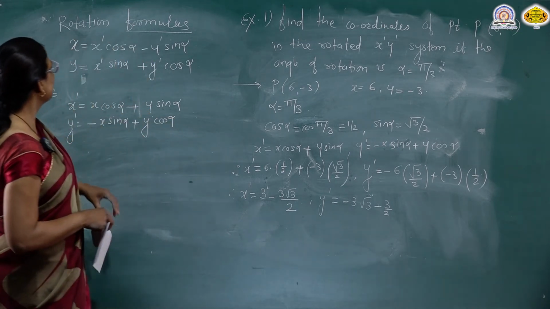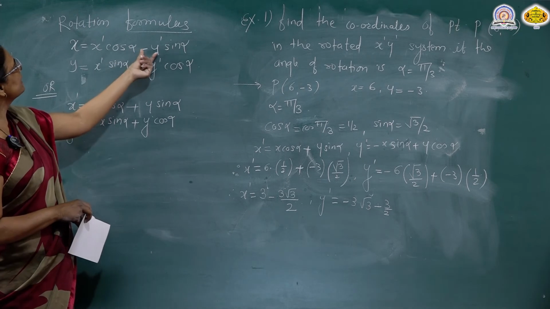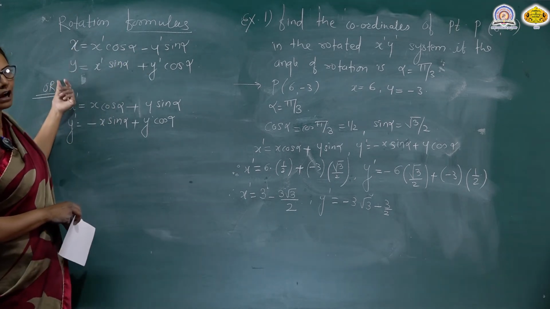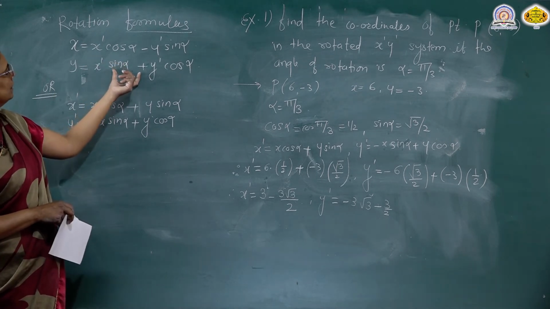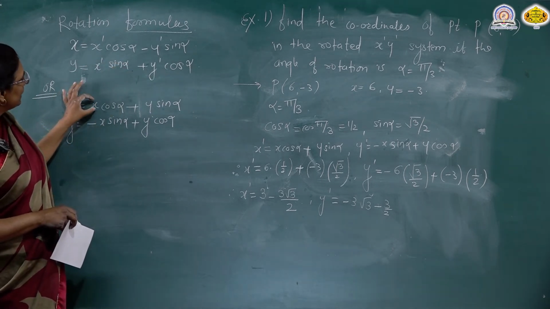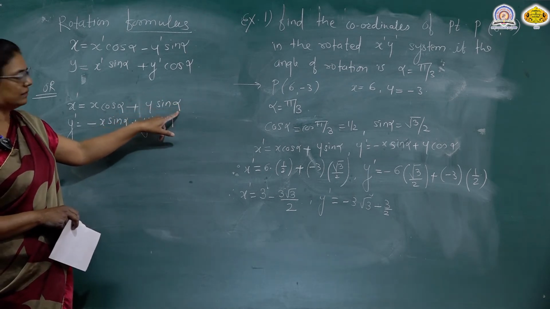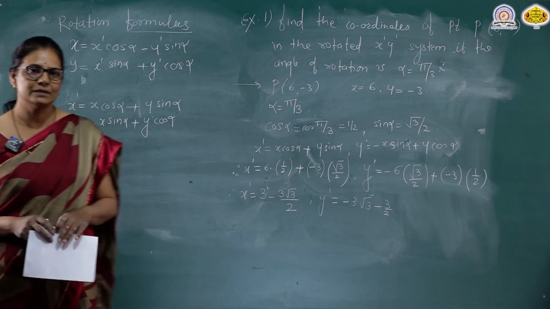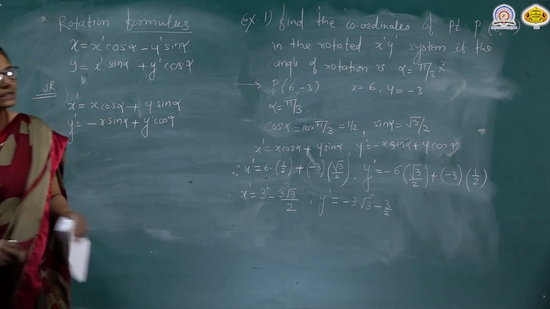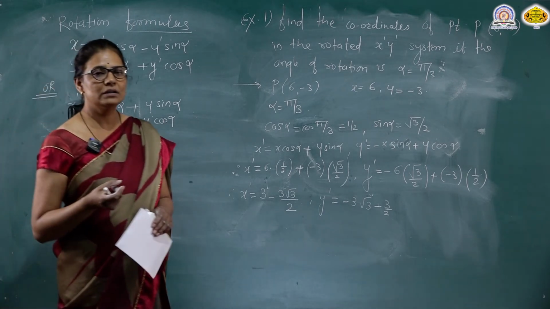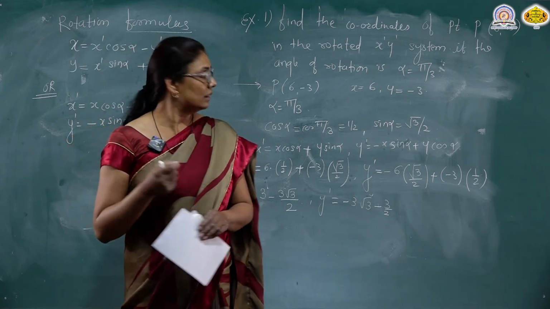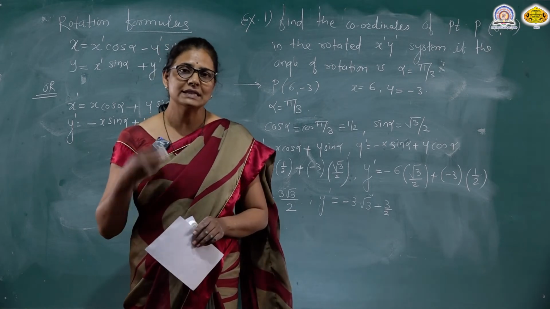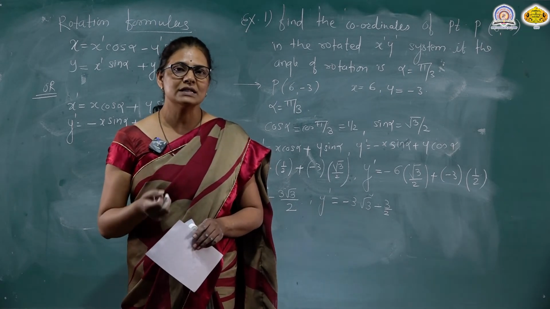So remember, if you know x dash, y dash and the angle alpha, you can calculate x and y by using these two formulae. And similarly, if I know x and y as well as the angle alpha, then you can calculate x dash, y dash by using these two formulas. So let us see how to convert the given conic in standard form in the presence of the xy term.